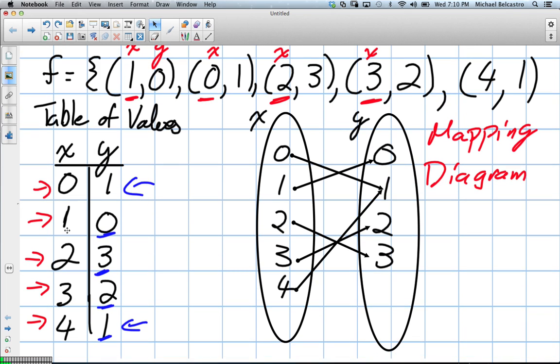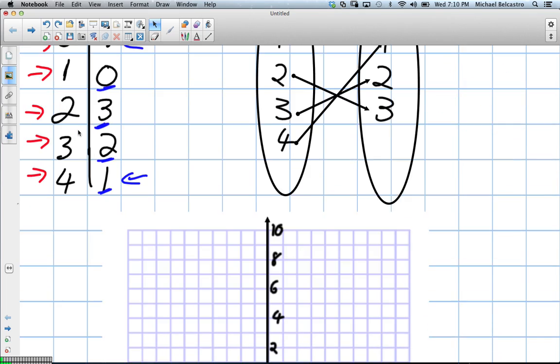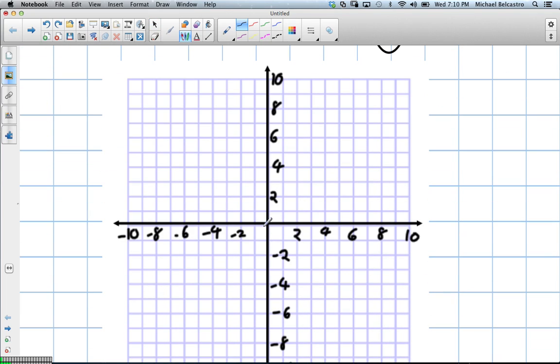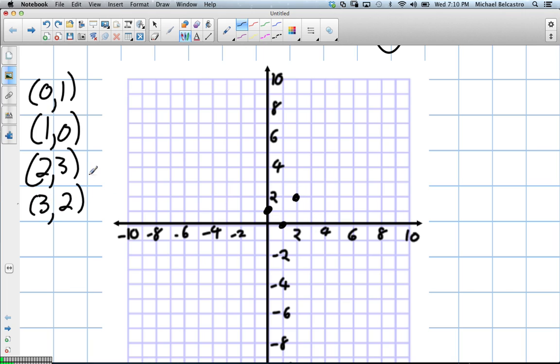So we have coordinates 0 and 1, 1 and 0. Let's put these down. We have 0 and 1, that's our first coordinate. We have 1 and 0, that's over here. We had 2 and 3, which is here. Oh, sorry, yes, thank you. We have 3 and 2, which is here. It's a pretty big one. And the last one we had was 4 and 1, correct? 4 and 1. Okay.